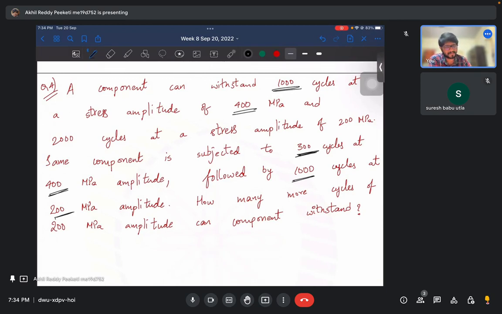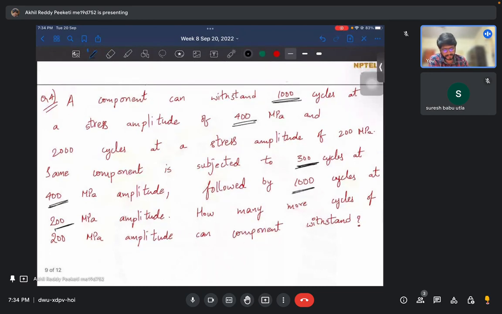Okay. So we have, let's say, a shaft that is subjected to 200 MPa for 1000 cycles and then 500 MPa for 1000 cycles and then again 600 MPa for 500 cycles. In that case, we have to calculate what is the factor of safety or will it fail or not. Okay. That kind of repeated different stresses.